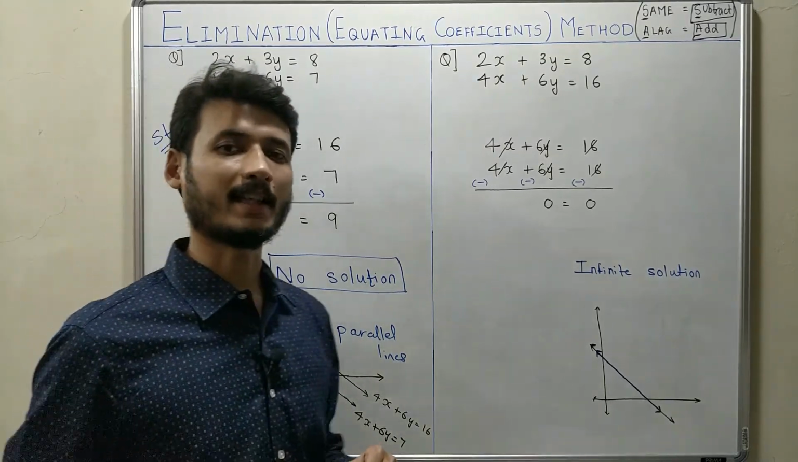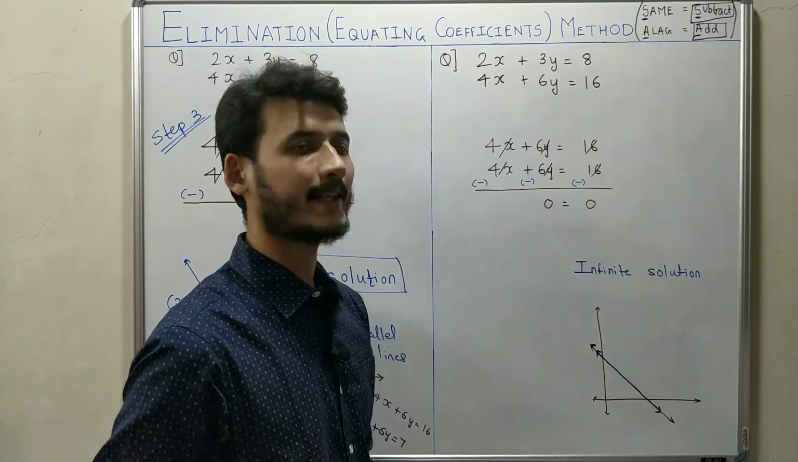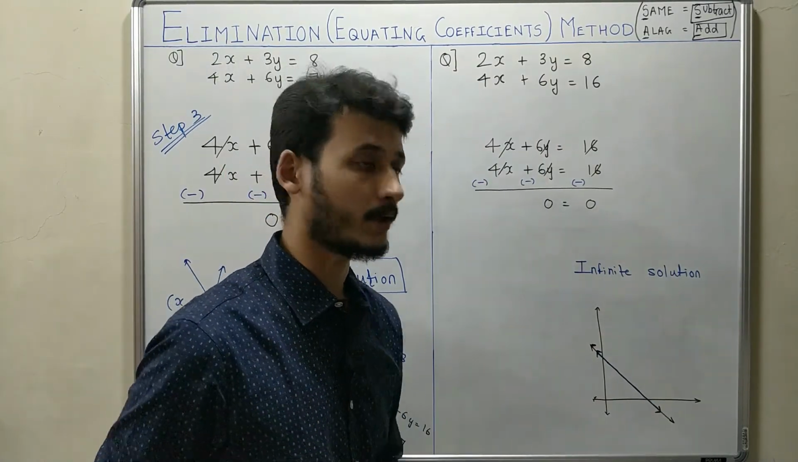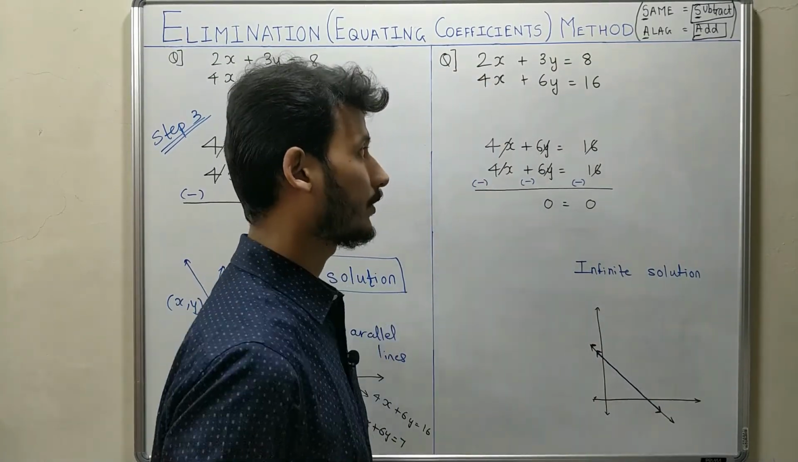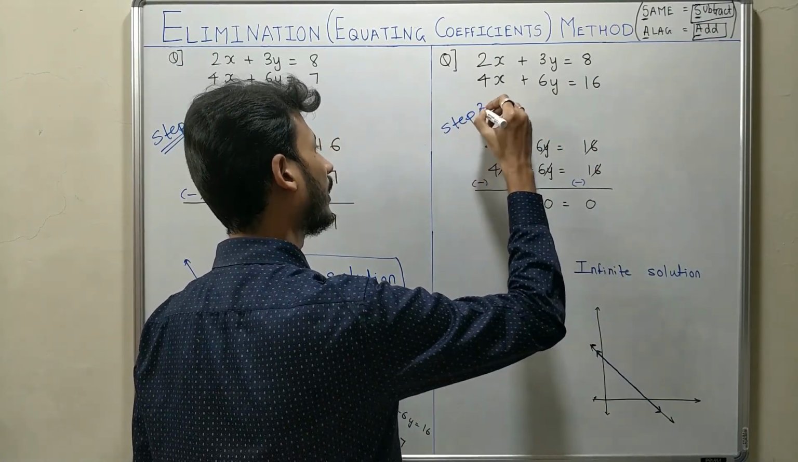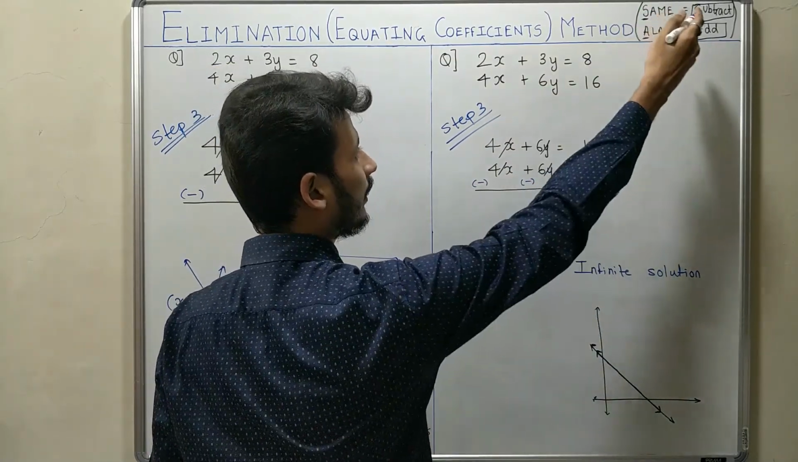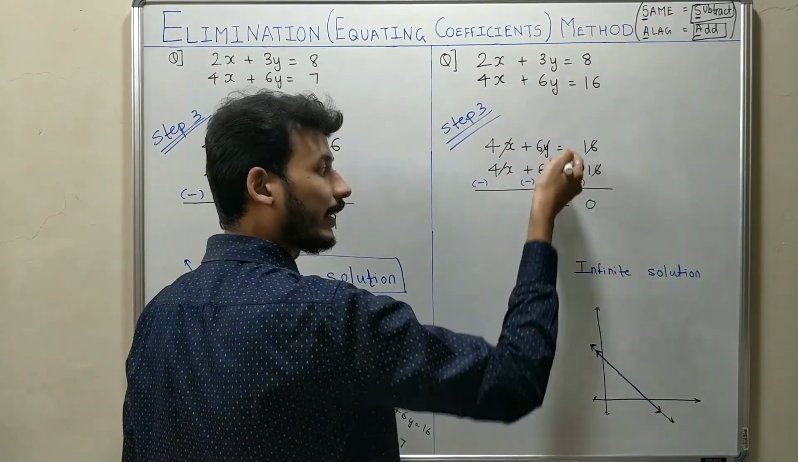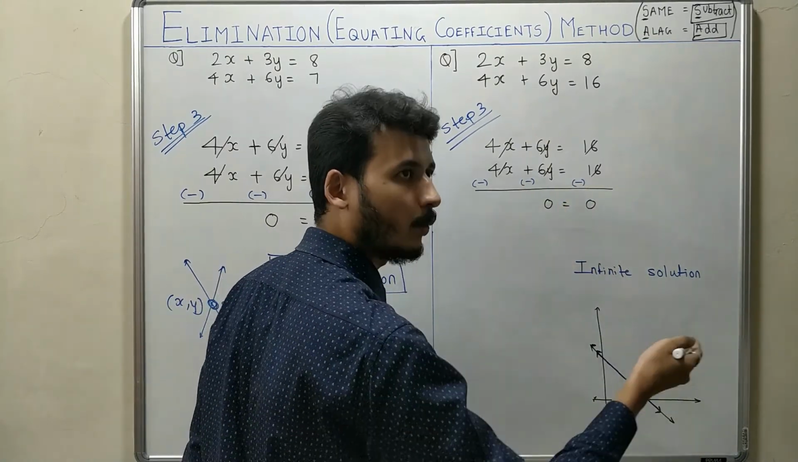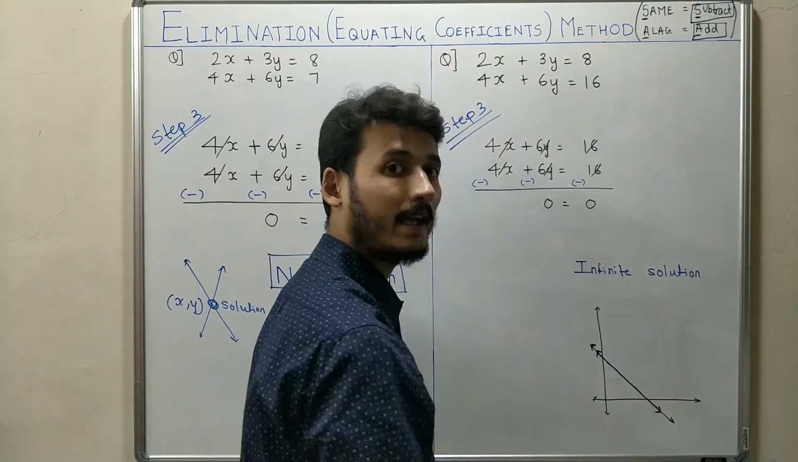Now let's look at the second special case. 2x plus 3y is equal to 8 and 4x plus 6y is equal to 16. If these are the two equations, on performing step number 1 and 2, in step number 3, after performing either subtraction or addition, if we get both sides 0, means the variable will also get cancelled out and the constant will also get cancelled out.